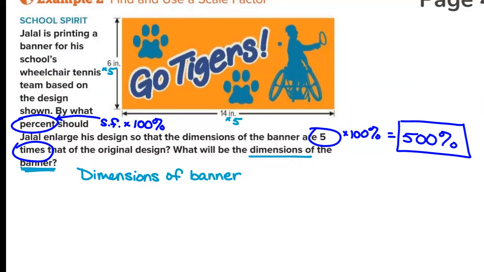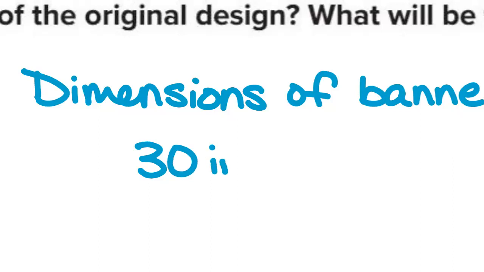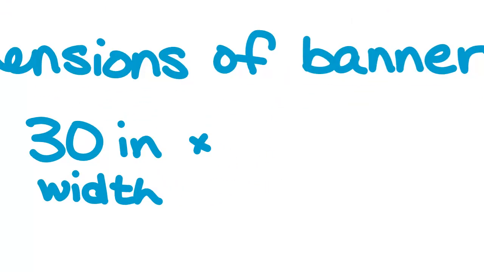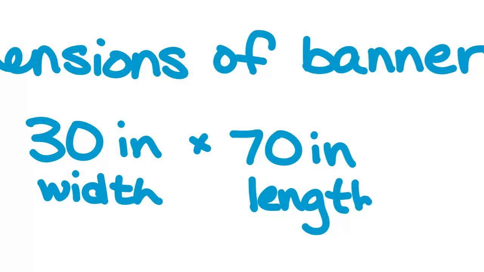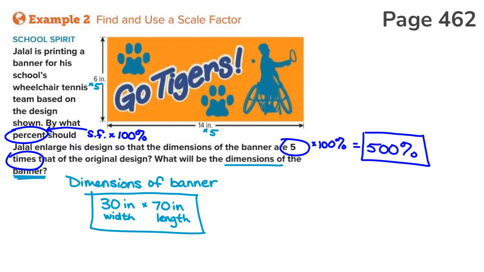If the dimensions of the design are 6 inches by 14 inches, what will be the dimensions of the finished banner? 6 inches needs to get 5 times bigger. What is 6 times 5? 30. So this would be 30 inches. That would be my width. What about the length? 70 inches. So the banner is going to be 30 by 70.